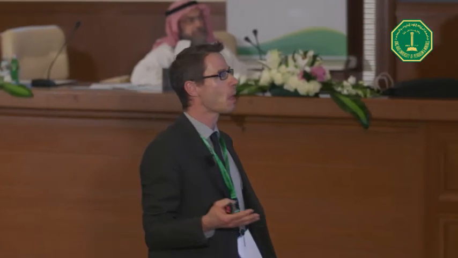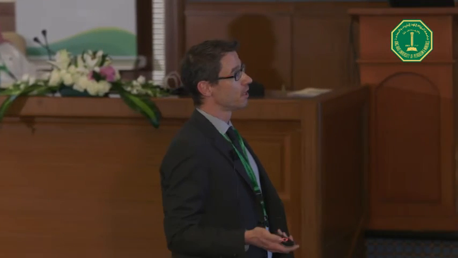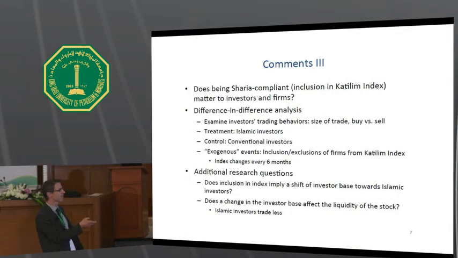However, the data set is really fantastic, and so I would like to encourage the authors to look more at potential exogenous variation in the data, and to see whether that could be used to address similar research questions. So here's one example. If you look at the question, does Sharia compliance matter to investors? One way maybe to get at this is to look at variation in companies that become Sharia compliant versus non-Sharia compliant. So you have this Katilim index.